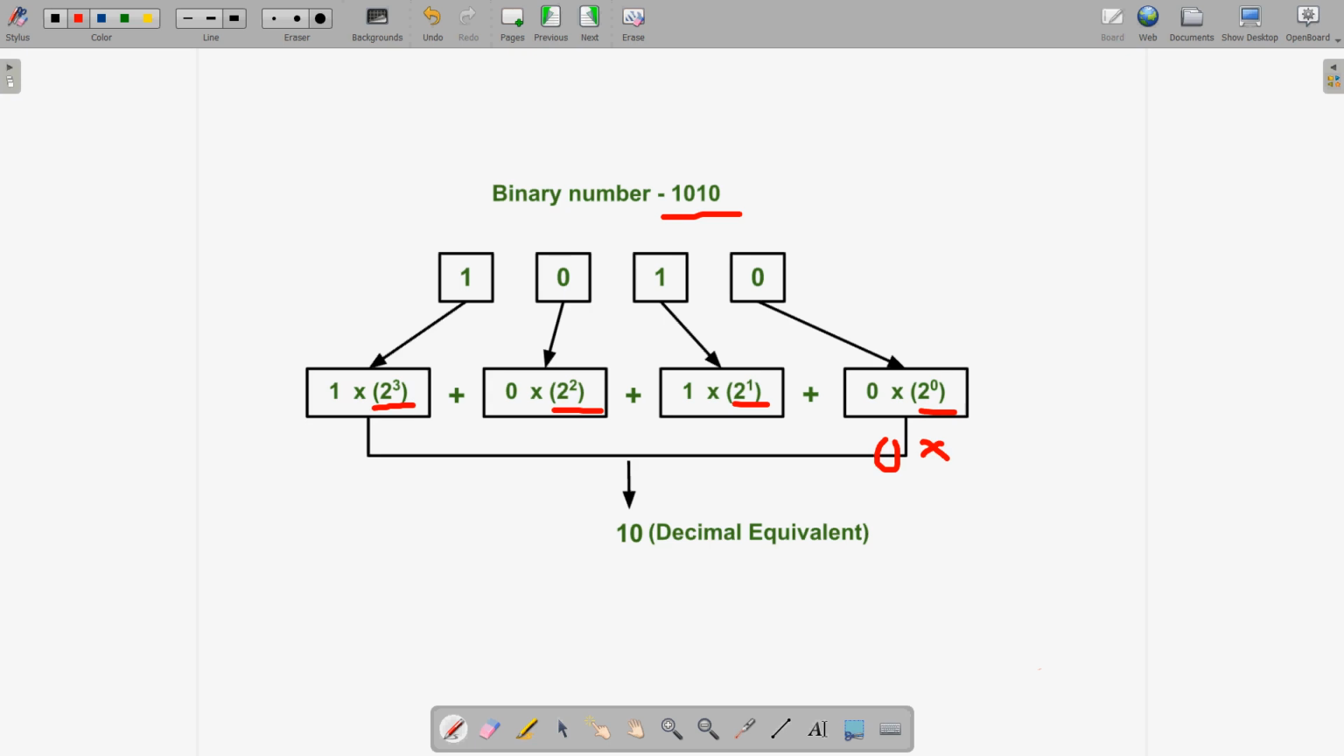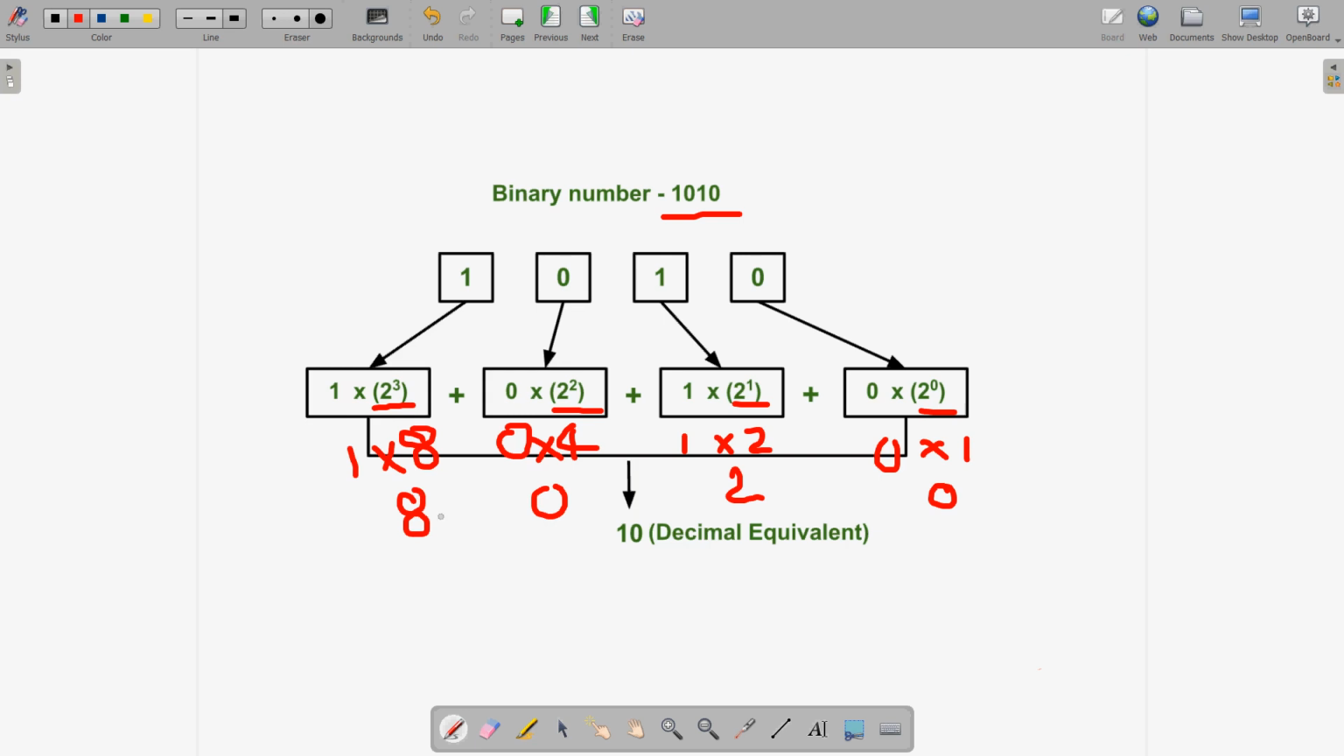What will it become? Again it will become 0. Then 2 to the power 1, that is 2. 2 multiplied by the digit 1, then it becomes 2. Then 2 to the power 2, that is 4. Now 4 is being multiplied with 0, and then the answer will become 0. And here 2 to the power 3, that is 8. 8 is being multiplied by 1, so the answer will become 8.